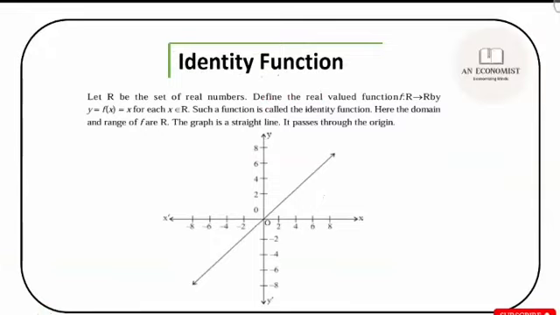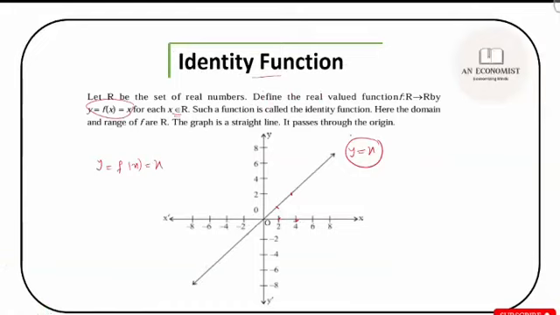Then we have the identity function. The identity function takes the form y equals f(x) equals x. This is the functional form for any real value of x. So for x equals 2, the functional value is 2. For x equals 4, the functional value is 4. So it is in this particular format, and the graph looks like this. It's also a 45-degree line. So it's basically the y equals x line.